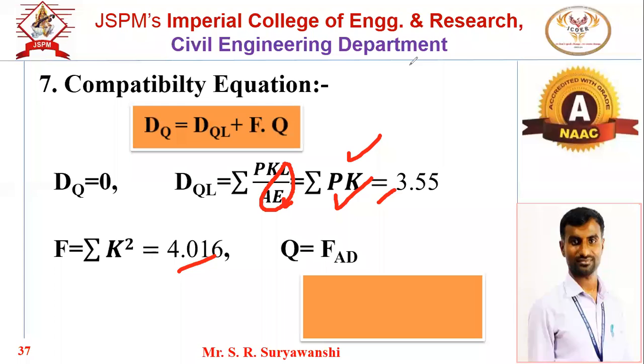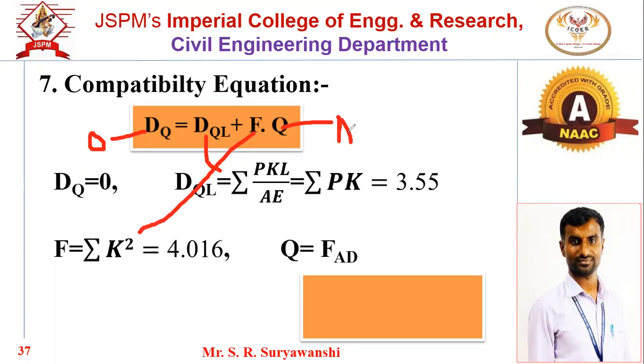Now we know the compatibility equation, that is dq is equal to dql plus f into q. Here for dq, no sinking of support is given, that's why 0. External sinking or lack of fit or temperature effect is not given. External displacement is not given, so that's why dq is 0. dql is summation PK, flexibility is summation K square, and q is the member force in AD member. Now put the corresponding values.